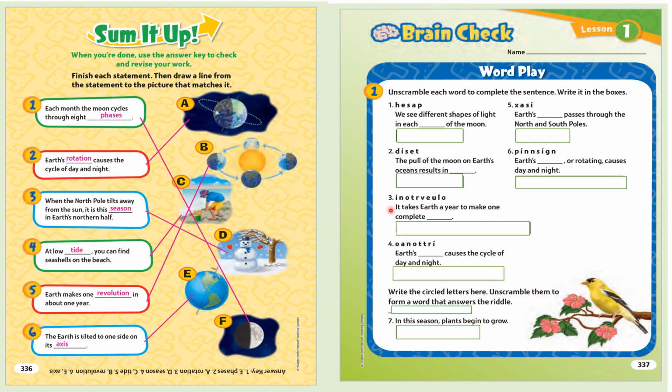3. It takes Earth a year to make one complete blank. 4. Earth's blank causes the cycle of day and night. 5. Earth's blank passes through the North and South poles. 6. Earth's blank, or rotating, causes day and night. Write the circled letters here. Unscramble them to form a word that answers the riddle. 7. In this season, plants begin to grow.